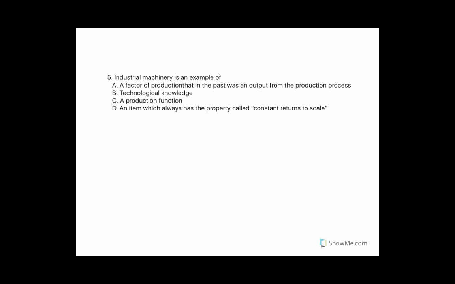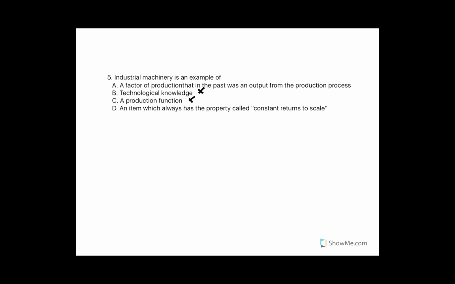Okay, industrial machinery is an example of a factor of production that in the past was an output from the production process. B, technological knowledge. That's certainly not true because we're talking about machinery. Right, a production function, it's going to be an input in a production function. Production function gives you, given inputs, produces outputs, right? So total output. So that's not what machinery is, right?